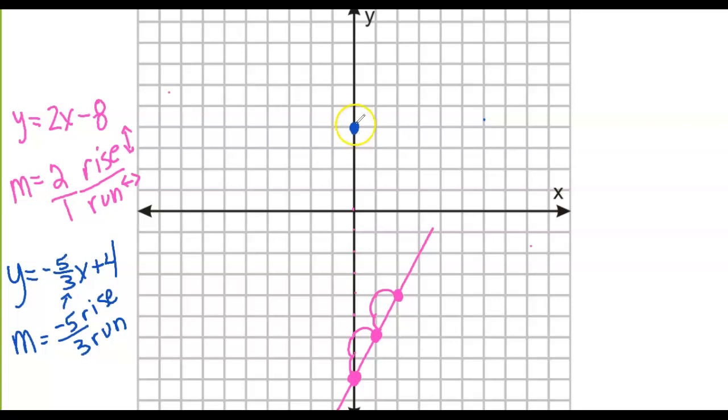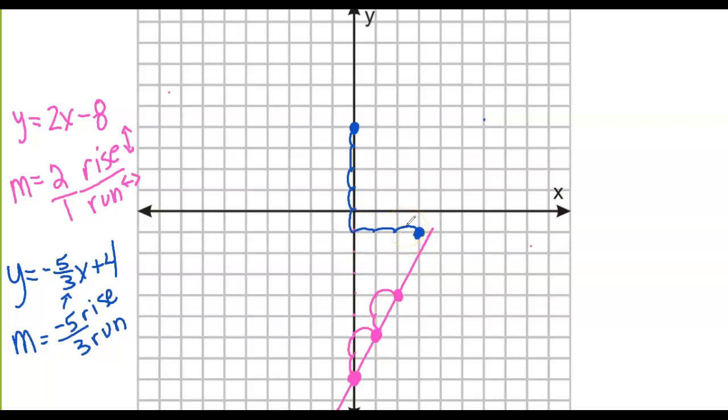All right, so let's start at our y-intercept. My rise is negative 5. So am I going to go up 5 or down 5? Down 5. 1, 2, 3, 4, 5. My run is a positive 3. So am I going to go to the right 3 or left 3? 1, 2, 3. There's my second point.